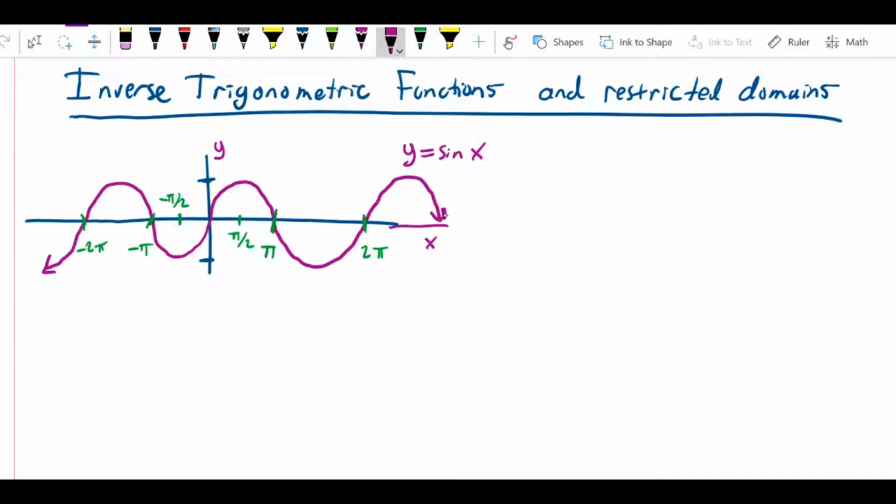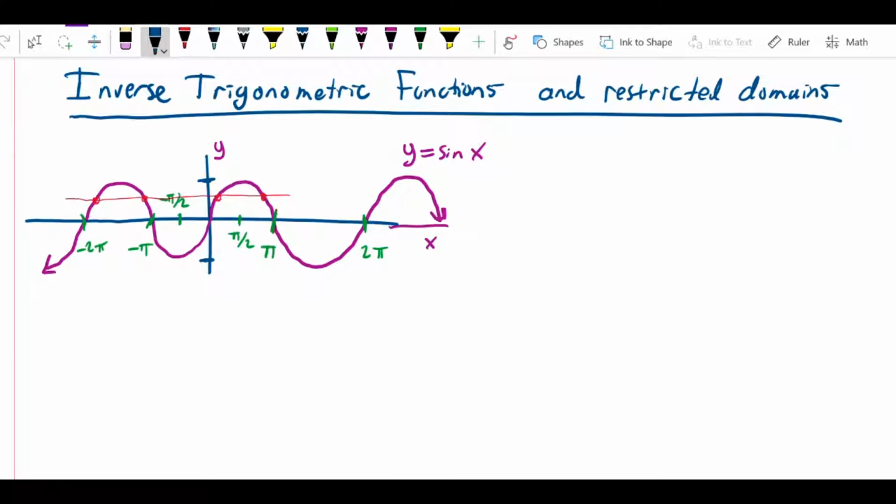Recall the horizontal line test tells us whether a function is one-to-one and therefore whether it is invertible. So we can easily see the sine function fails the horizontal line test because a horizontal line intersects the function in more than one point. So it would seem as if we can't define an inverse for a trigonometric function like sine, but it turns out that we can.